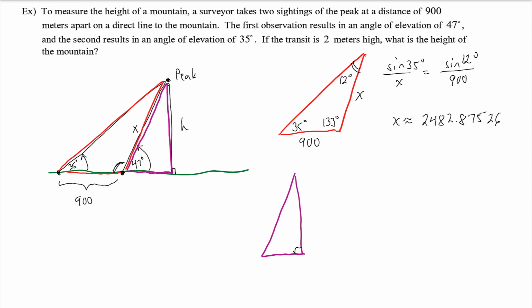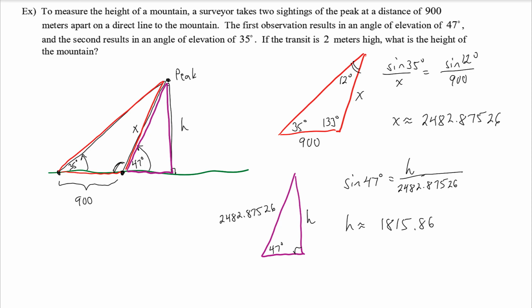Let's see. So let's write down what we know. This is 47 degrees. This is h. And this is 2482.87526. No, I think we're okay. Opposite over hypotenuse. So sine of 47 degrees is equal to opposite over hypotenuse. Can solve that proportion. So the height of this mountain, 1,815.86.